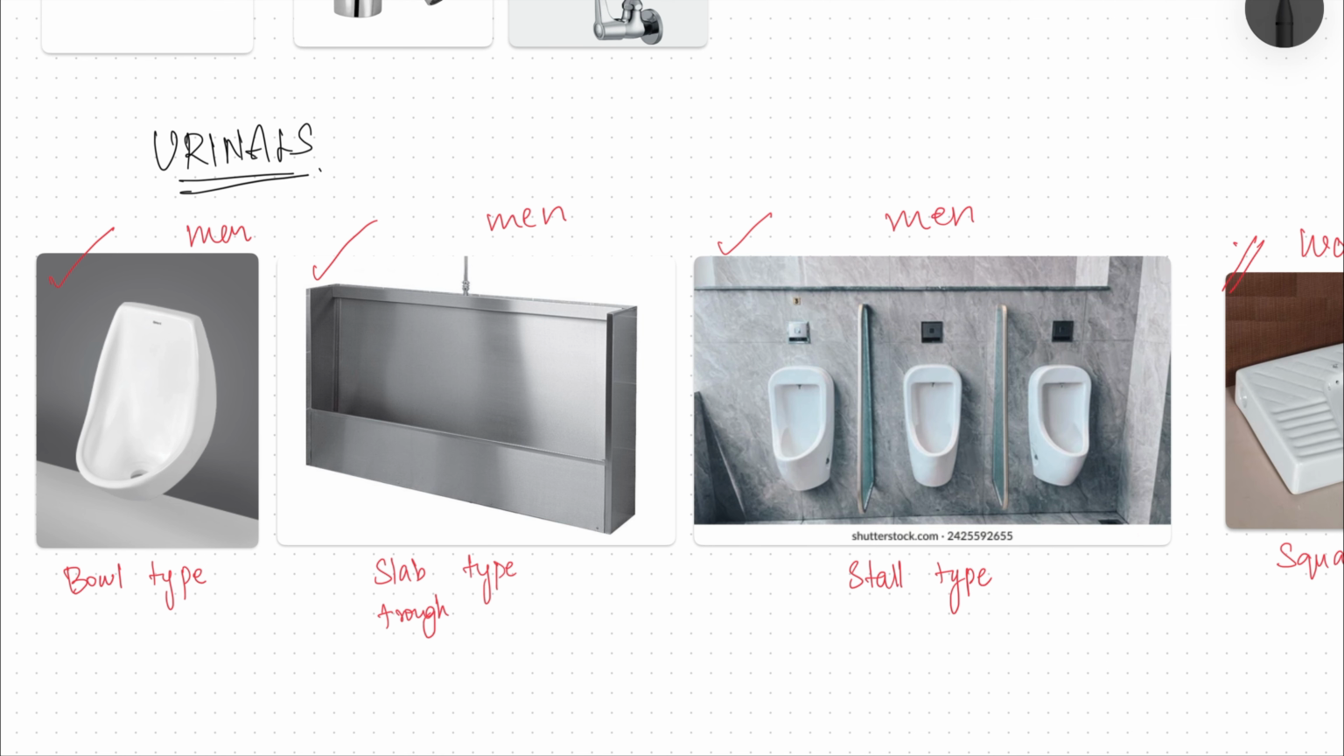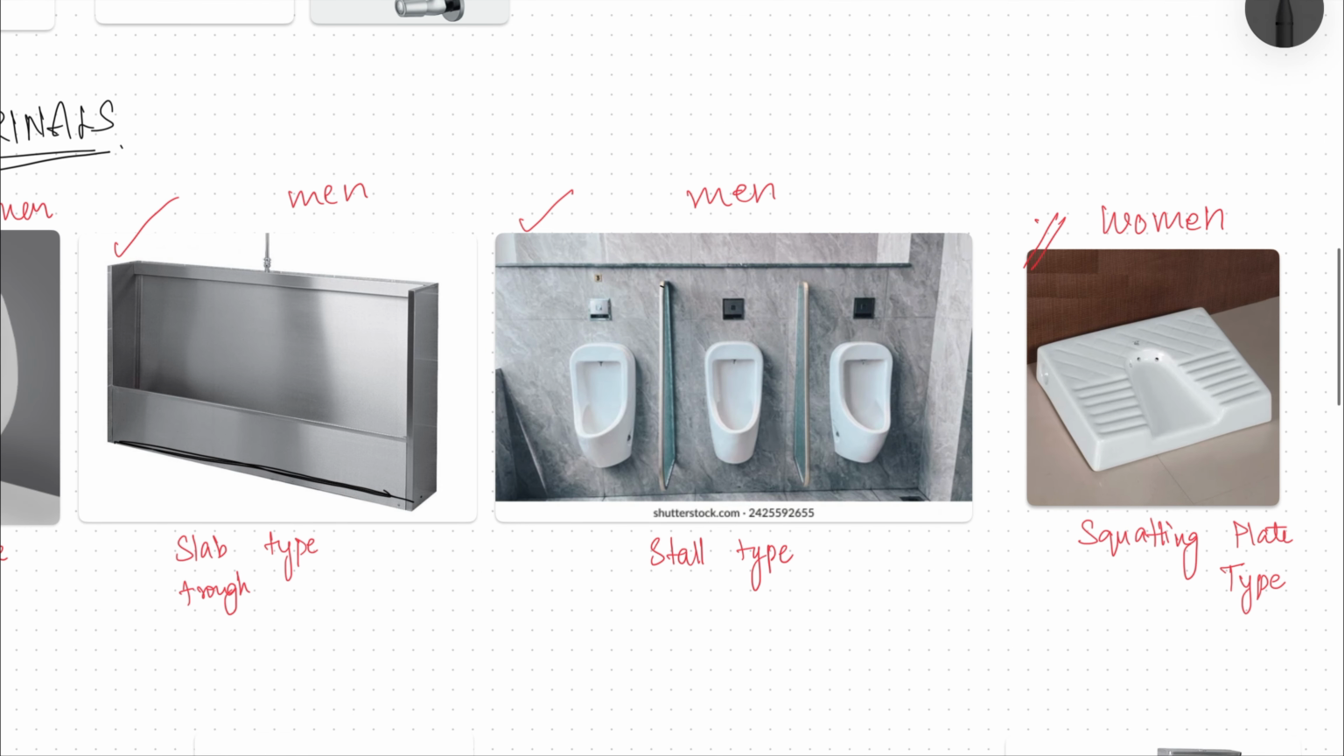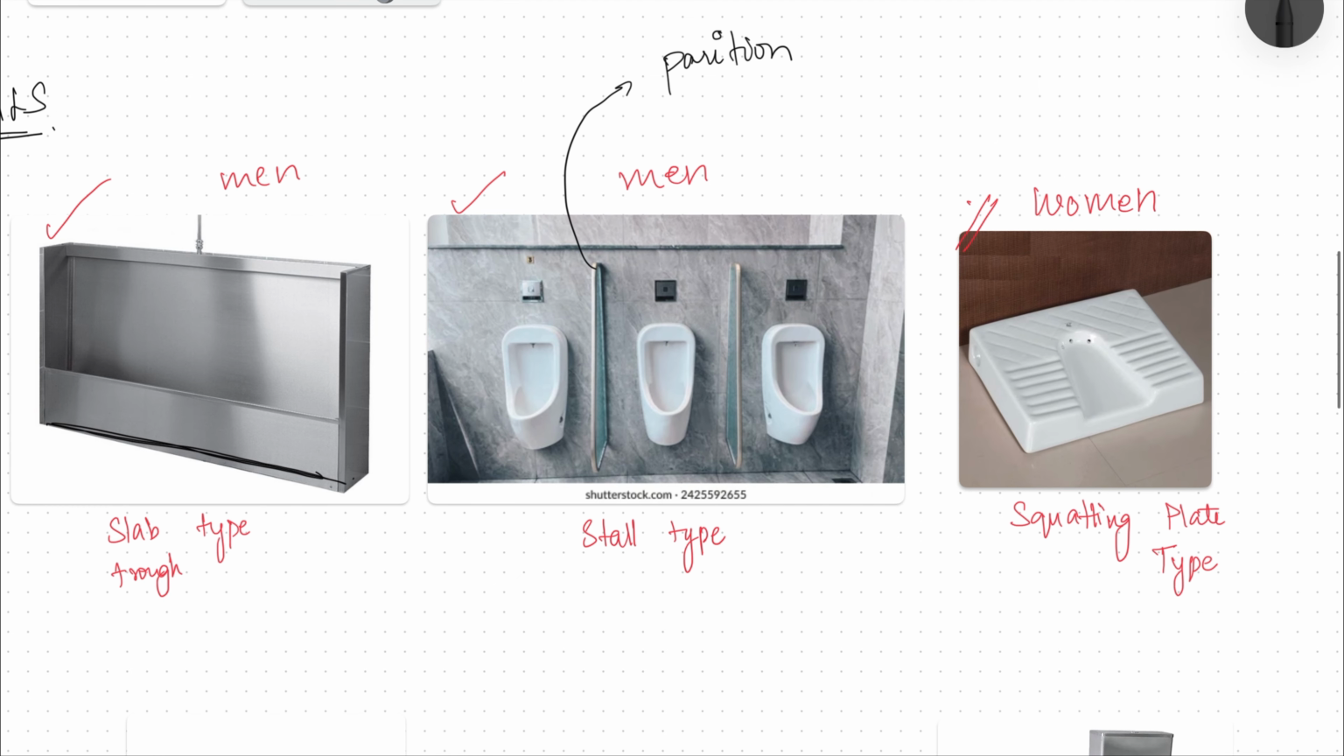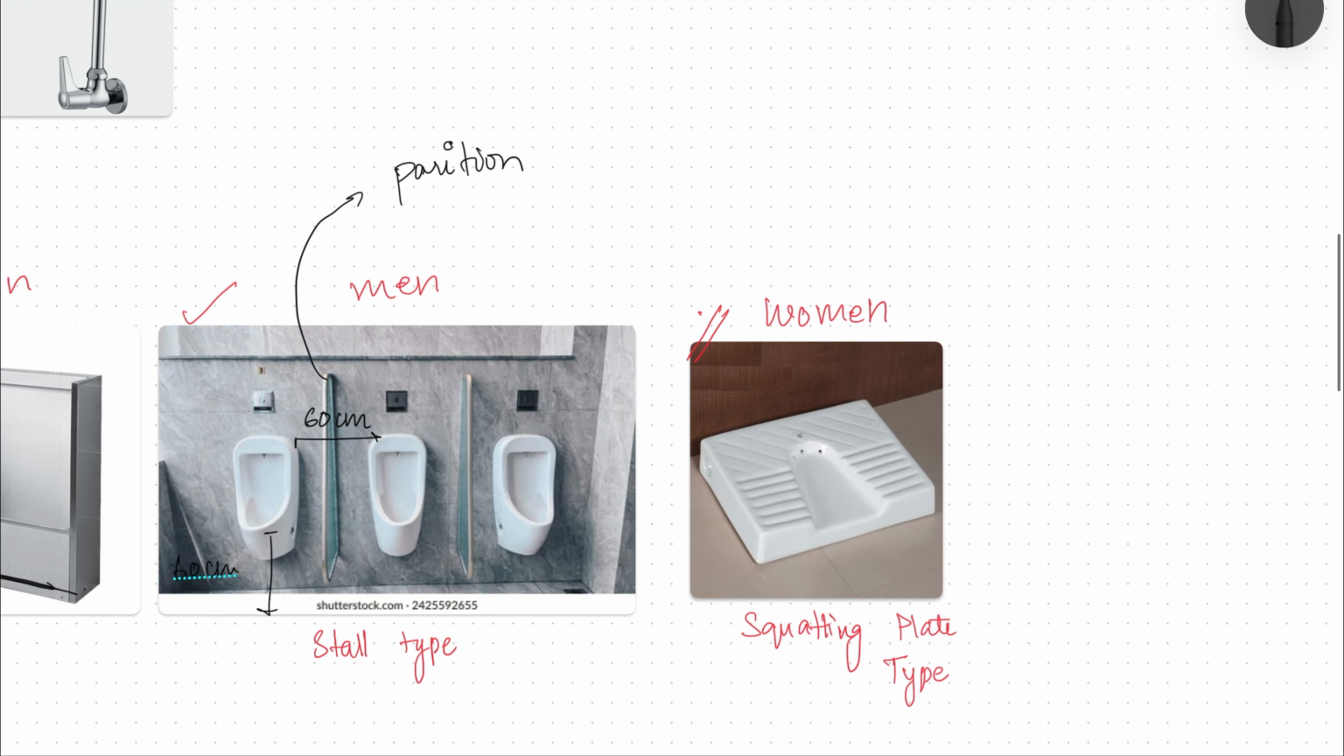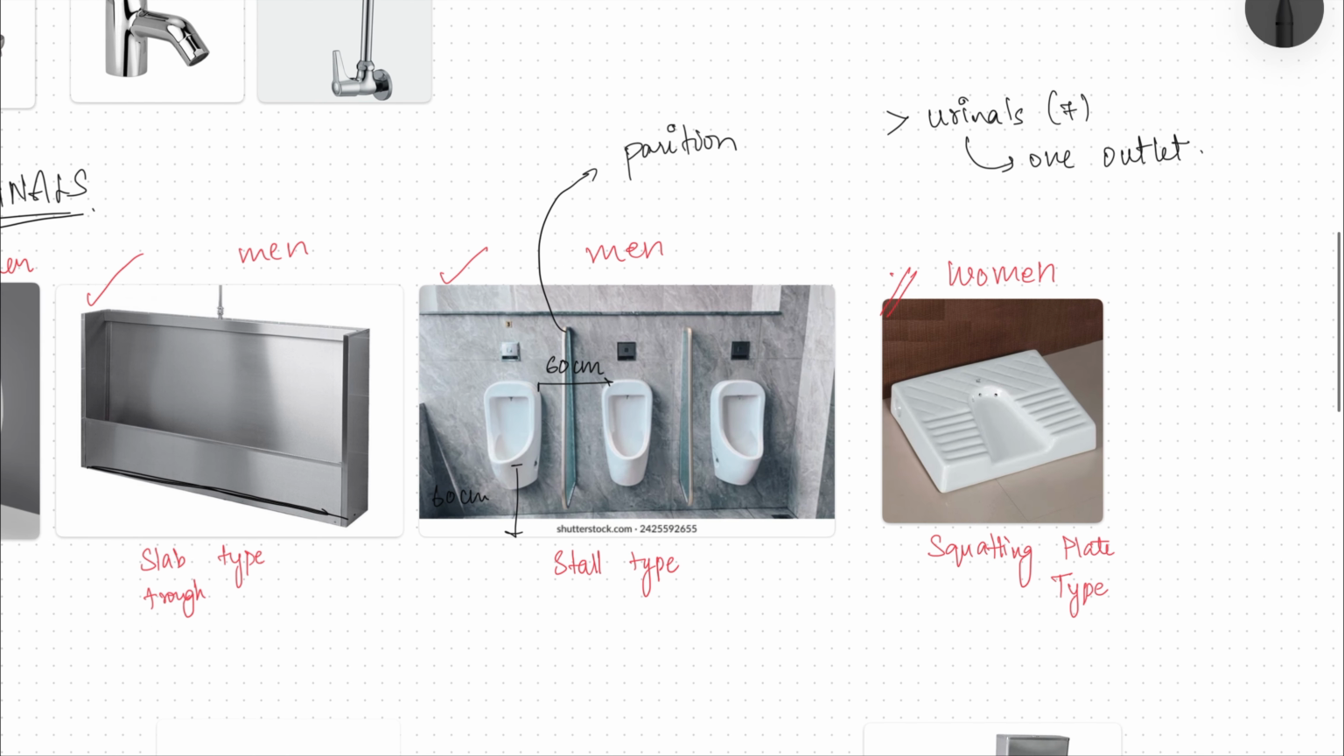Bowl type is your simple urinal, and in slab type or trough type, all the urine is collected here and then taken to the drain. Stalls have partitions between each urinal, and the clear distance between each urinal should be a minimum of 60 centimeters, and the top of the bowl to the floor should be 60 centimeters. More than 7 urinals are not to be connected to one outlet. So these are the different types of urinals.